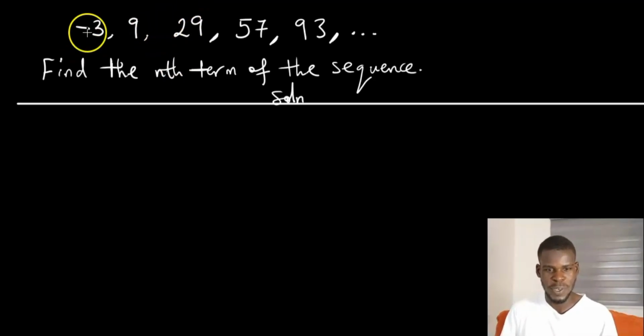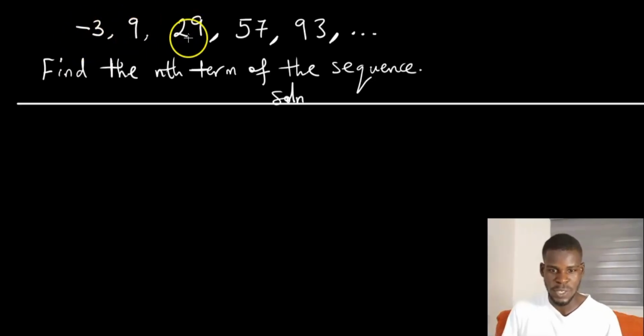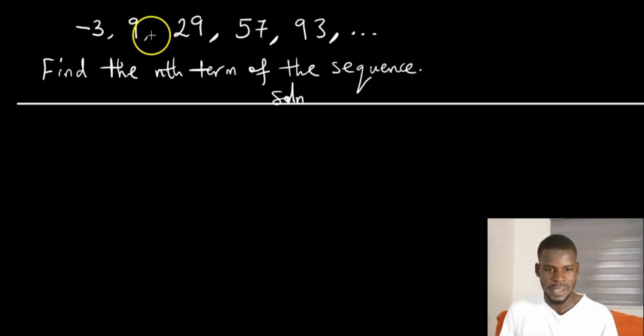Well, GP, it doesn't follow as well. Okay, if you square -3, you get 9, but if you square 9, you don't get 29. Or maybe you multiply 9 by 3, oh, you don't get 29, rather you get 27, or minus 27 if you like. So it doesn't work. So what do we do?